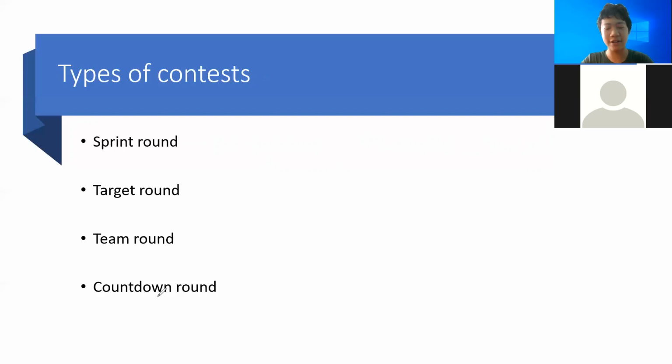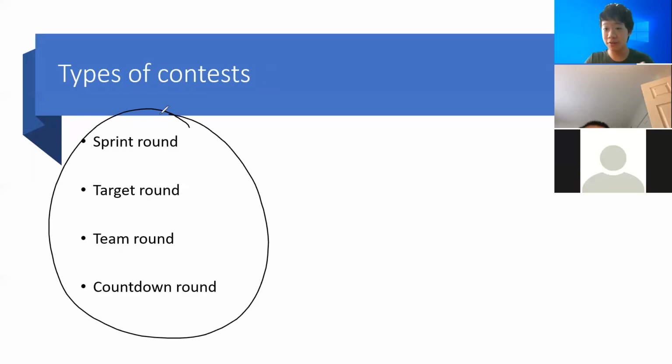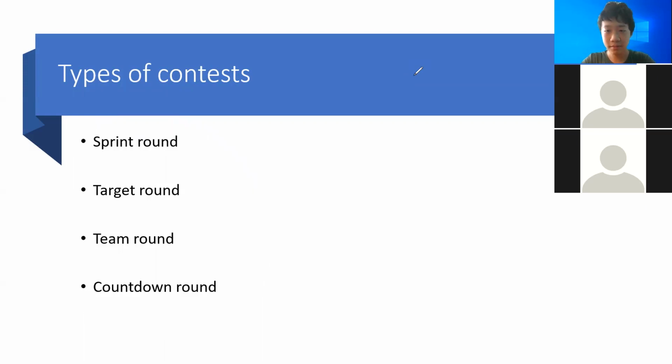Okay, so those are the four different types of rounds inside the Mathcounts competition. And every single level, the school, chapter, state, and nationals, on a normal Mathcounts season, is gonna have all four of these competitions. Okay, so you're going to do all four of these over the course of a day. And the countdown round is obviously the last one because they need to score the sprint and target rounds. Okay, so that's the general feeling of what the types of contests are.